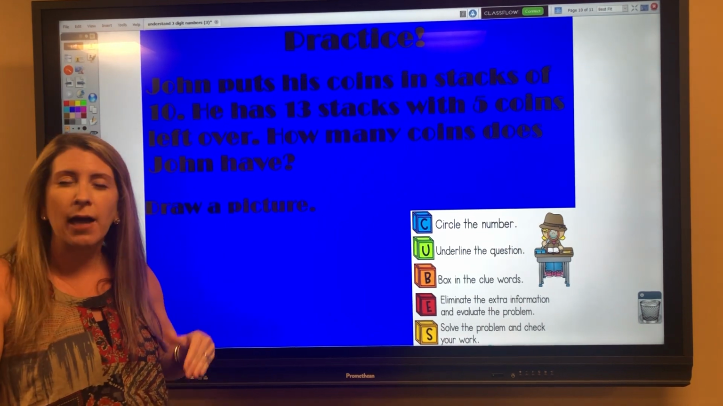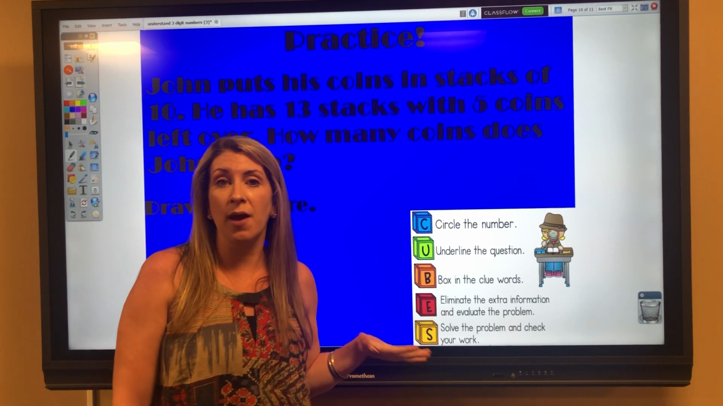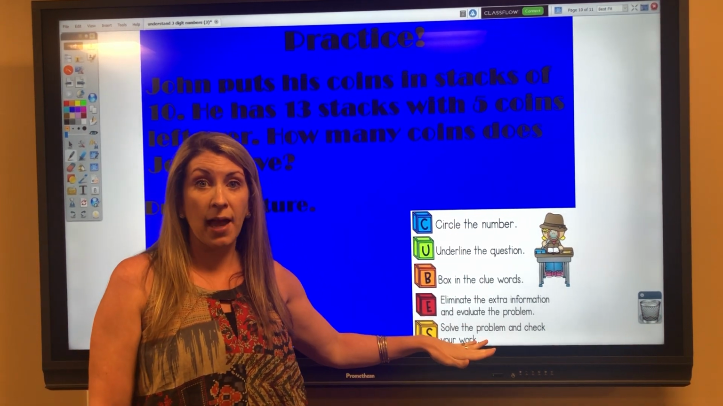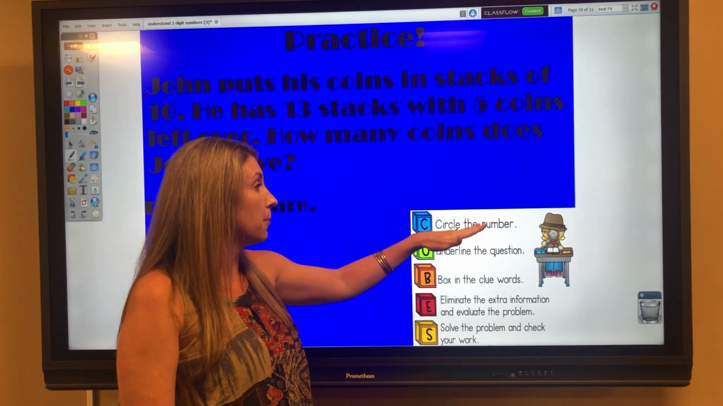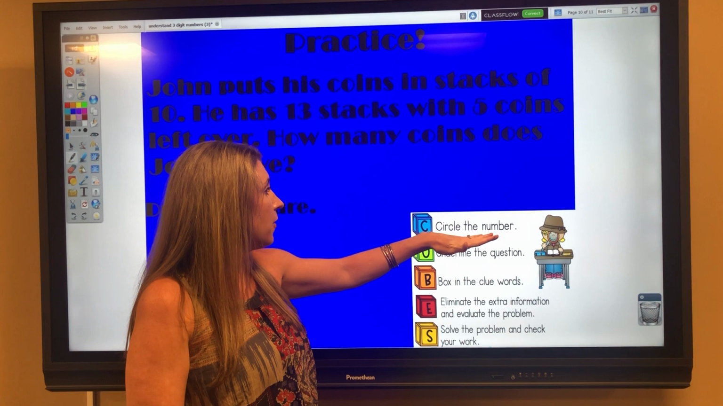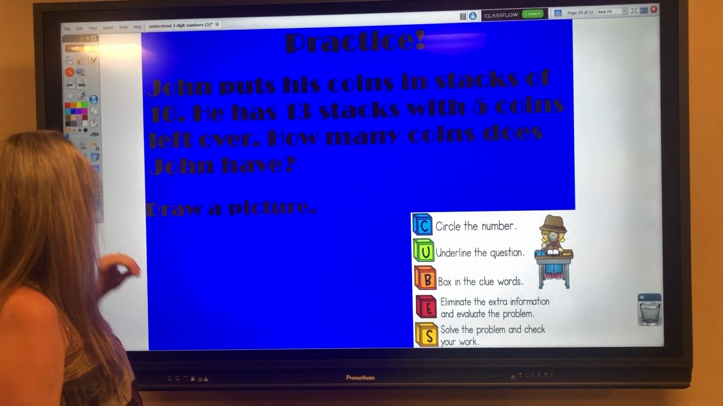Now, if you remember back when we talked about word problems, we said that every time you have a word problem, we use our cubes method. So we're going to go back to our cubes method, and we're going to break apart this word problem and solve it together. The first step on our cubes method was to circle the numbers that are important.